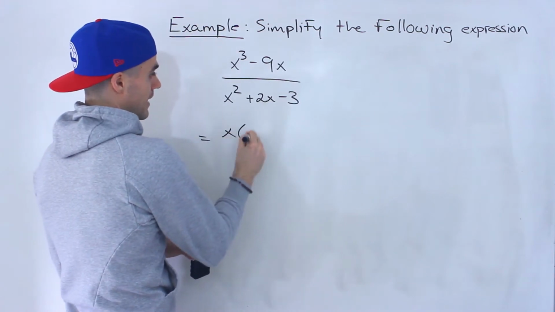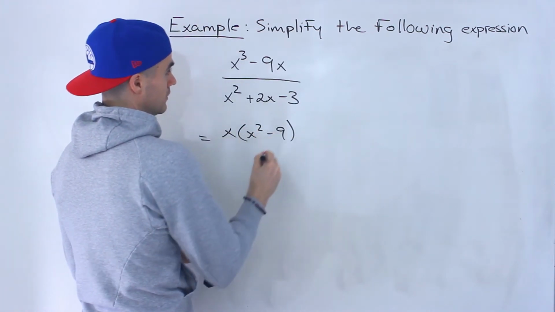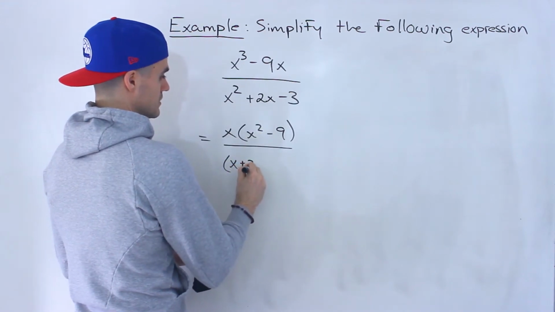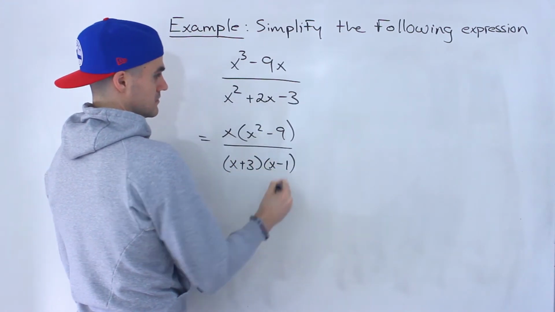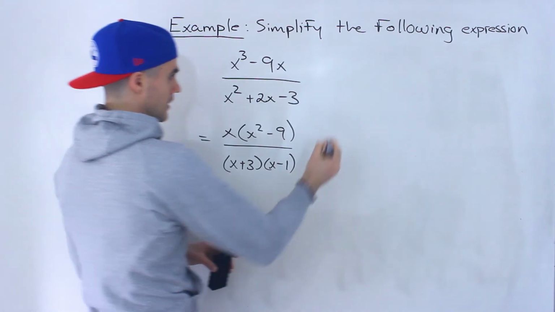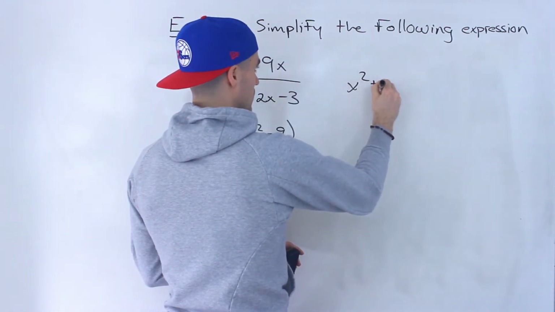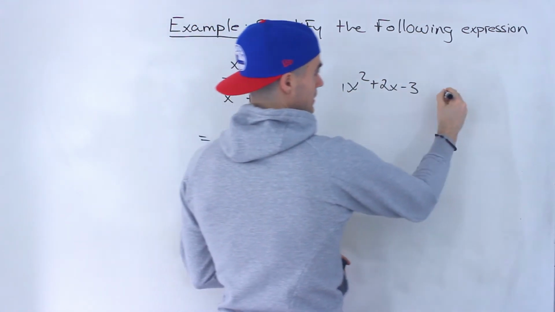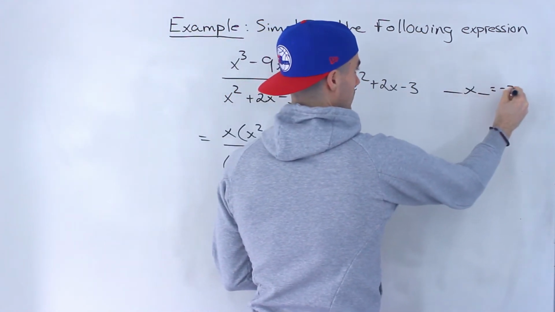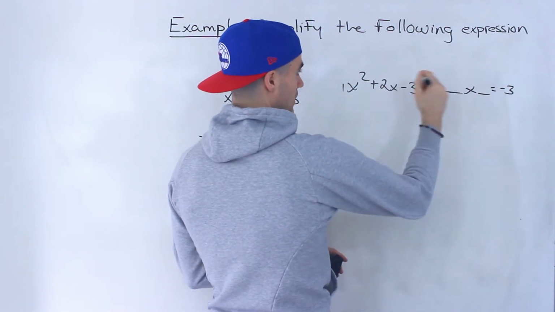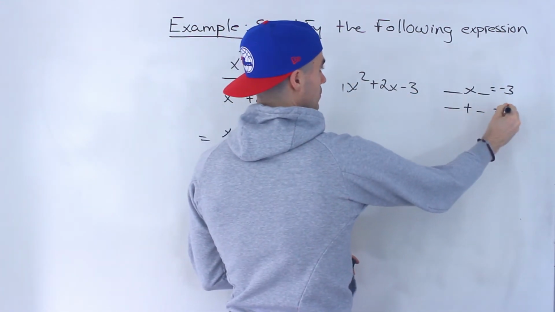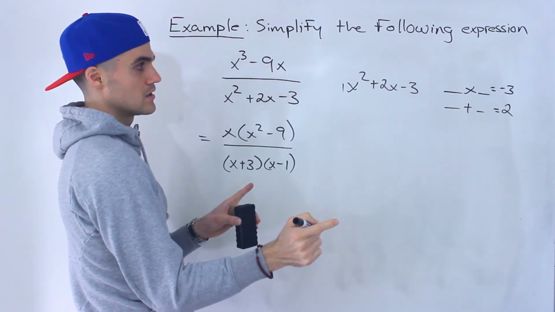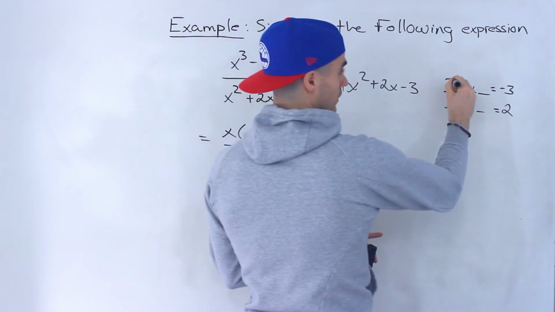Notice how we could take out an x from the numerator, like that. And then this over here actually factors into x plus 3 times x minus 1. Just as a quick review, the way we get that: two values we multiply to the a times c, which is -3, and add up to +2. What are those two values? It would be +3 and -1.